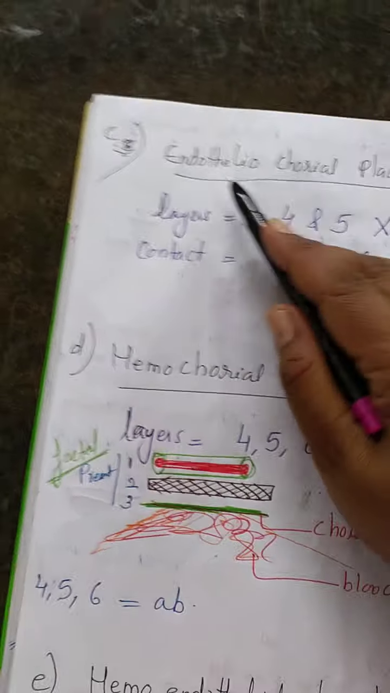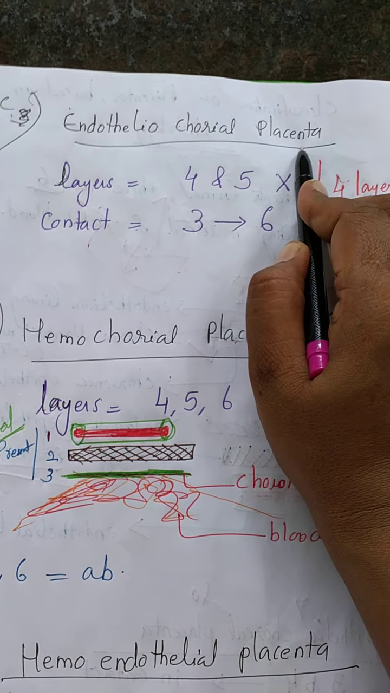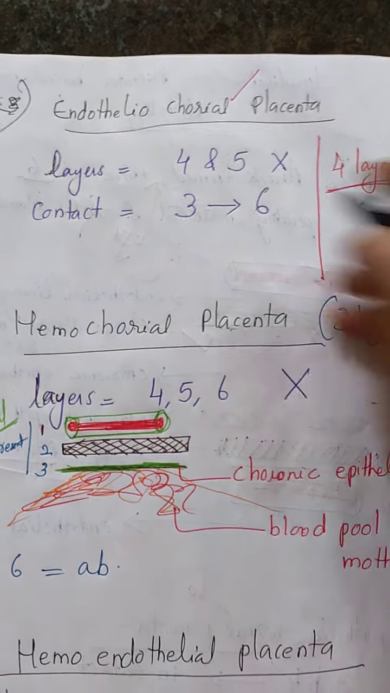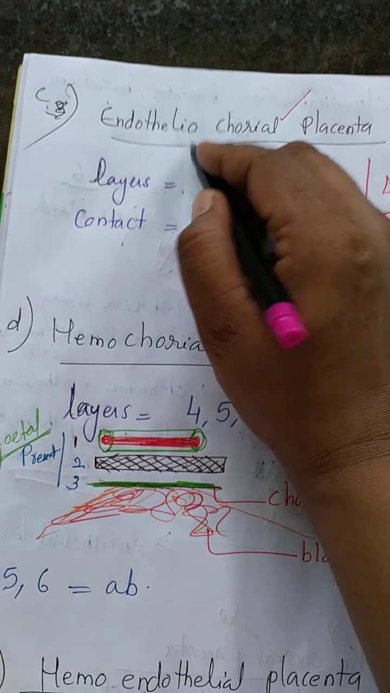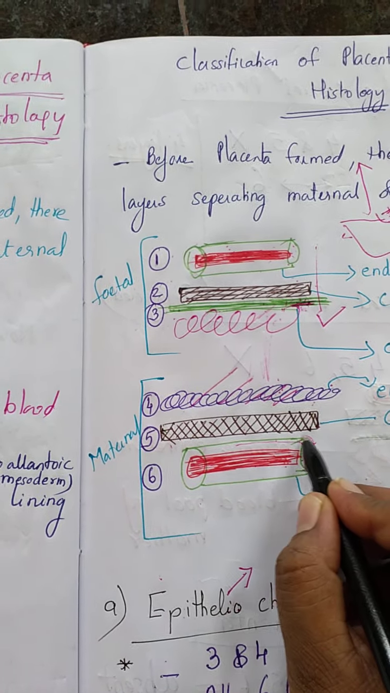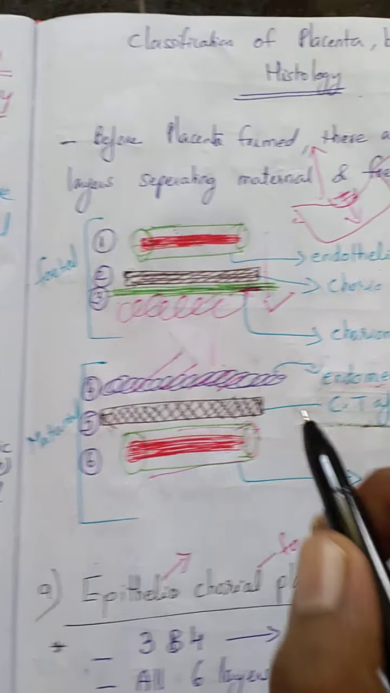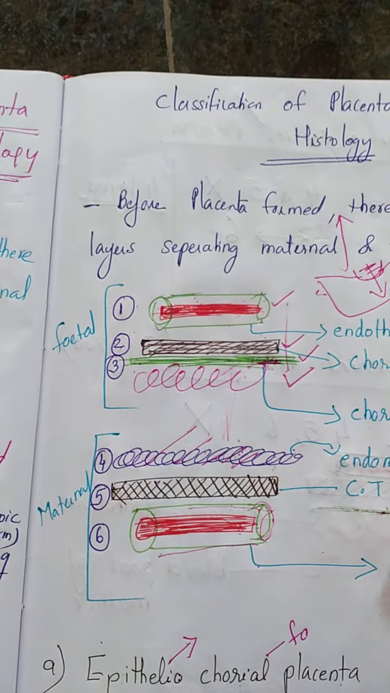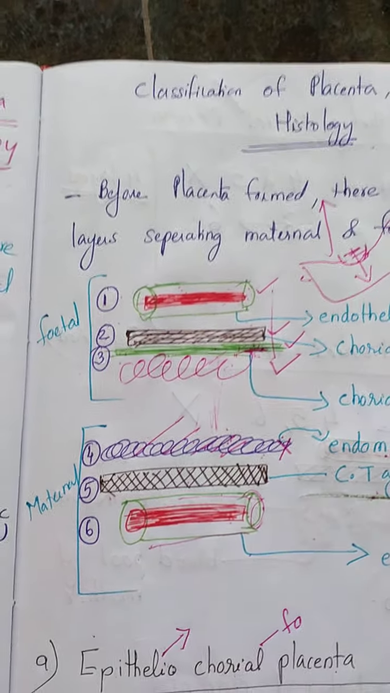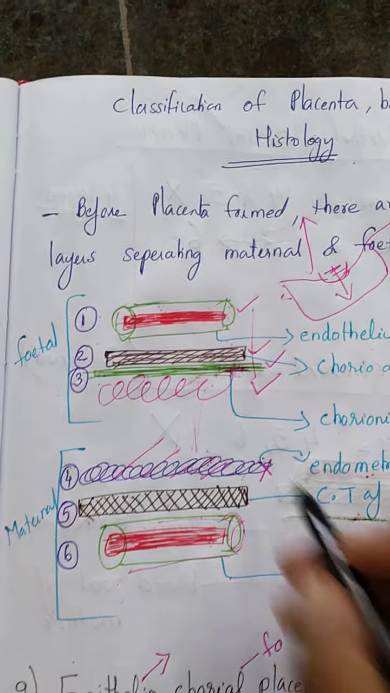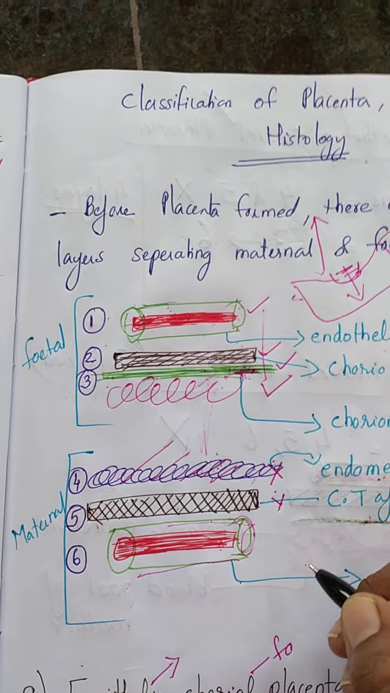The next type of placenta is what is called endotheliochorial placenta. So again the chorion of the fetus is intact, but for the mother, we are saying endothelium, which is the endothelial lining of the mother's circulation. So for the fetus, this is there, this is there, this is there. From the mother, this is gone away, meaning it is not participating in forming the placenta.